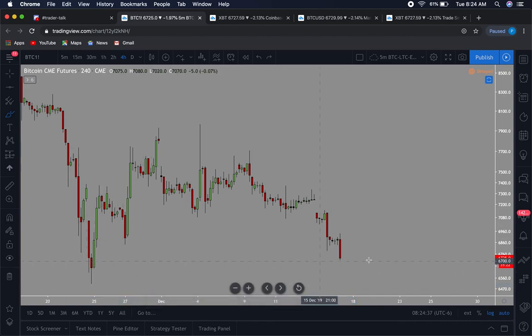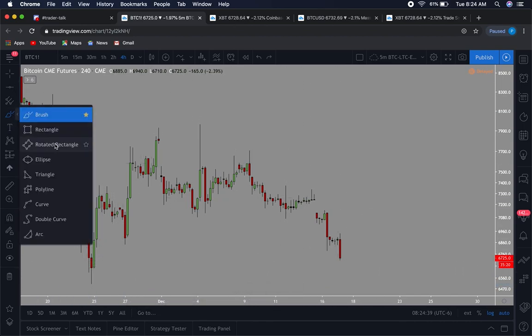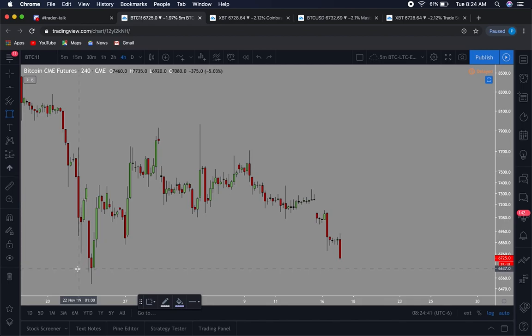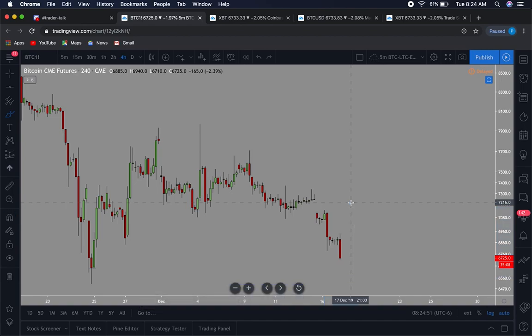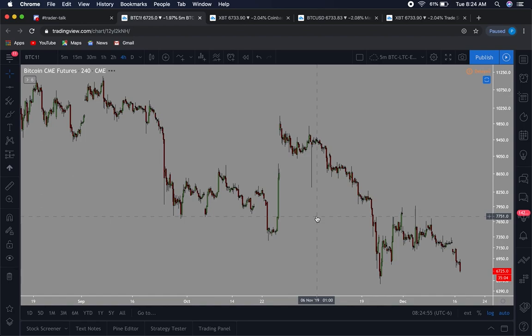Sorry for my awful drawing. Let me make that a little bit better. Okay. So it makes sense if we bounce from this area right here and push up all the way to close this gap. Now remember, I've also stated that gaps don't necessarily have to be filled, but if we look at Bitcoin historically, a majority of the gaps have gotten filled.